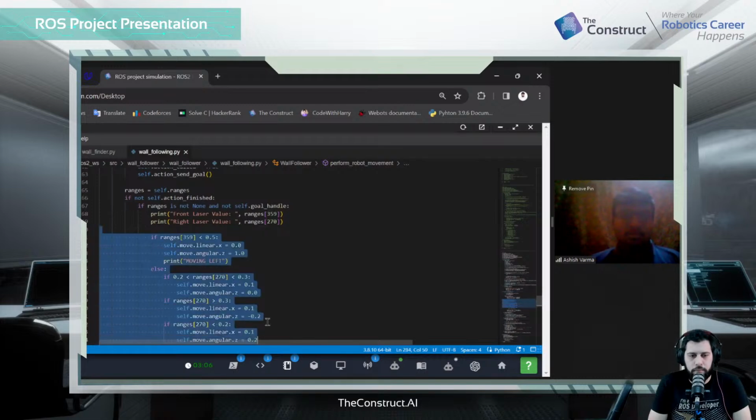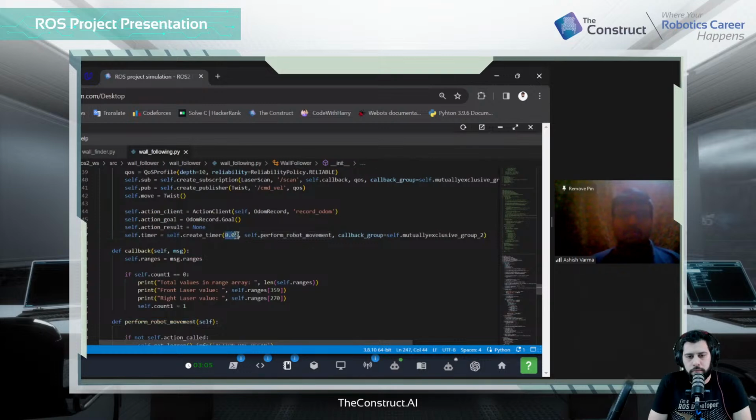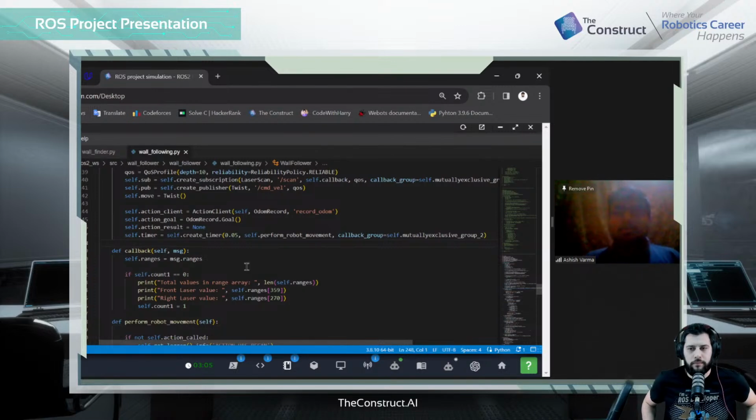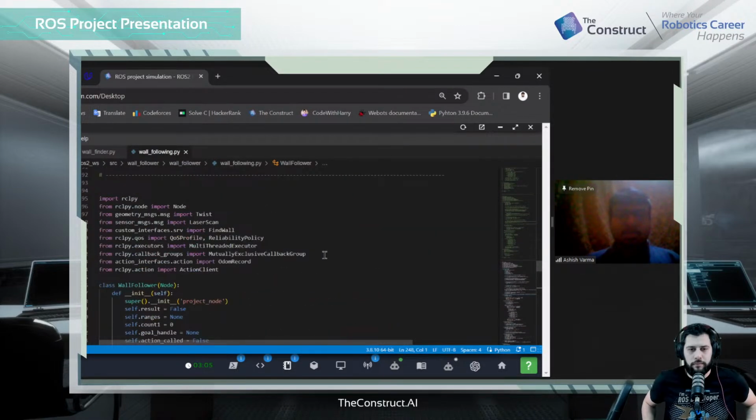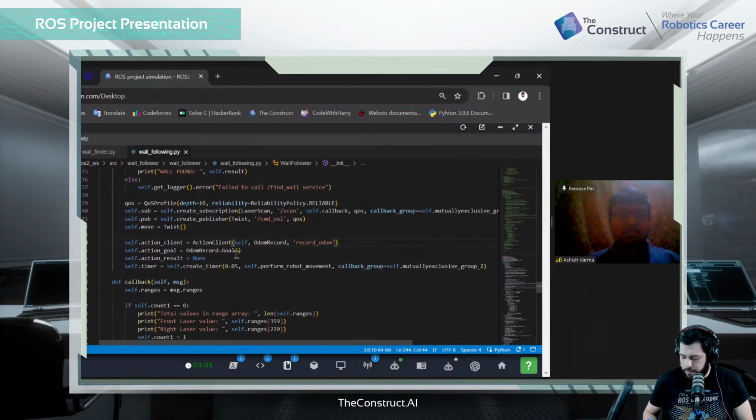So this is the logic. Keeping some particular distance in this range, the robot will move along the wall. I trigger this function every 0.05 seconds, so that I can make sure that in parallel I get data from the laser callback, and in parallel I execute these robot movements. It's the same thing: I use the same callback group. The same stuff repeats here also.